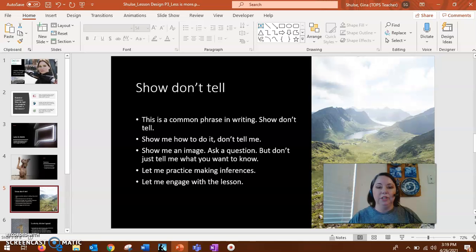For example, I always use this example with my students. How could I show my reader that my character is an old man and he's ill, rather than saying, this character is an old man and he's ill? And then my students will come in and they'll start showing me. They'll say he walked with a cane. He hobbled through the door. He gasped for breath. All of these things might show me, rather than tell me, that it's an old man and he's ill. Okay.